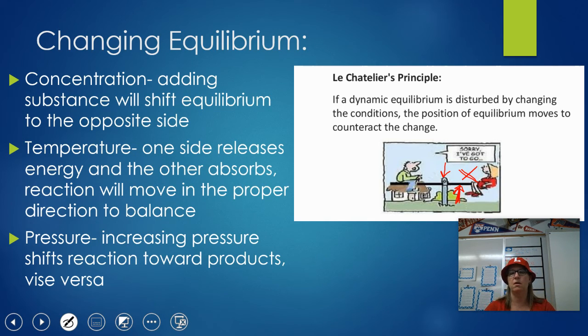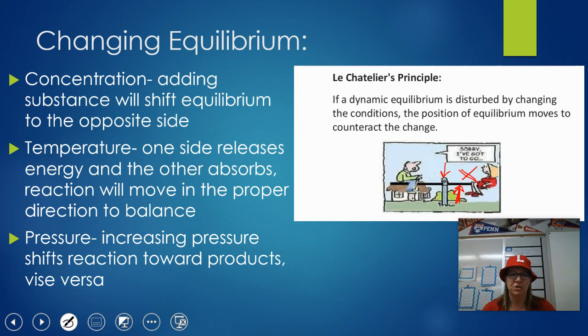And that's true with these chemical reactions, okay? If I change the concentration, I'm going to shift the equilibrium to the opposite side, okay? So if I add more of one substance, it's going to cause the reaction to drift more to that other side. Temperature. One side releases energy, one side absorbs energy. Depending on what reaction's happening, the reactants might release, they might absorb, but then the products will do the opposite. So the reaction will move to one side or the other in order to balance that.